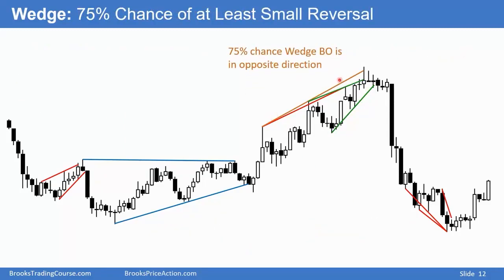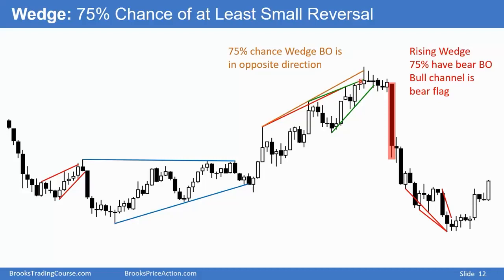Whenever you have a wedge, you assume there's a 75% chance that you'll get a breakout in the opposite direction. A wedge bear flag, you expect a reversal down. A wedge top, you expect a reversal down. A wedge bottom, a downward sloping wedge, you assume you get an upside breakout. A rising wedge, 75% chance you'll get a break below the bottom of the wedge, either by going sideways or by going down.